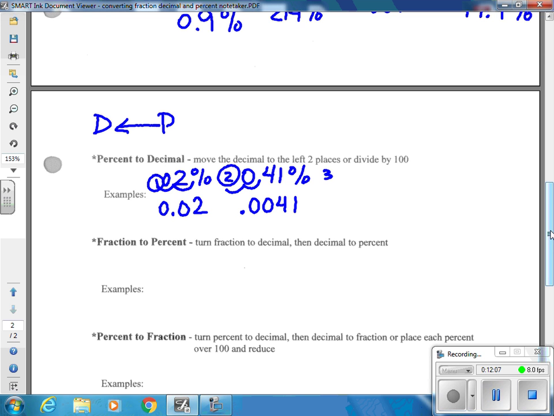All right, so if I have 209%, okay, the decimal's behind the 9 at this point, go to the left 2 places, and that's its new home, so 2.09. Right, it's just counting left and right for when you're converting.